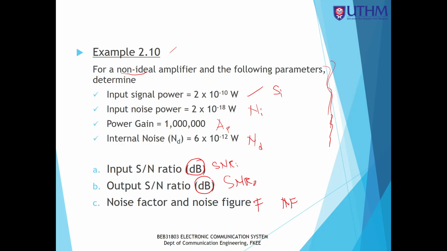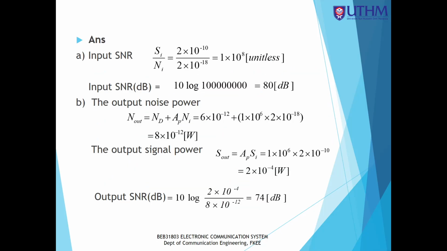So, for the first question, input SNR is equal to the input signal power divided by the input noise power. 2 times 10 power of minus 10 divided by the input noise, 2 times 10 power of minus 18. So we get 1 times 10 power of 8. We need to find SNR in decibels. Therefore 10 log of 1 times 10 power of 8. So we get 80 dB for the input SNR. This is SNRI, very easy.